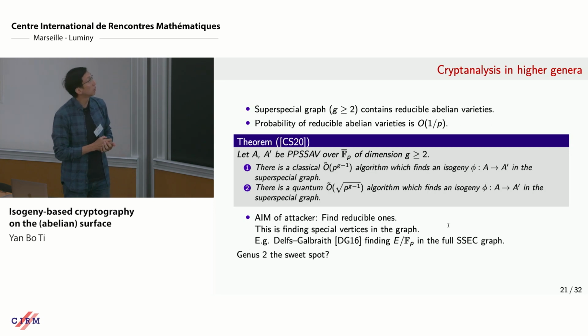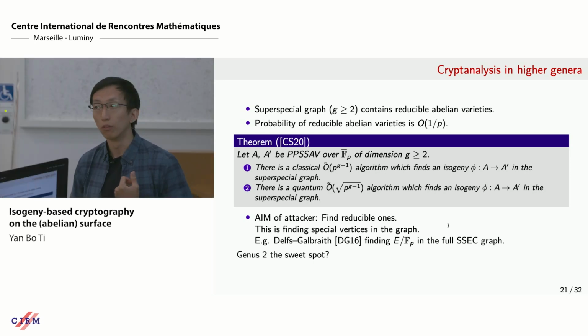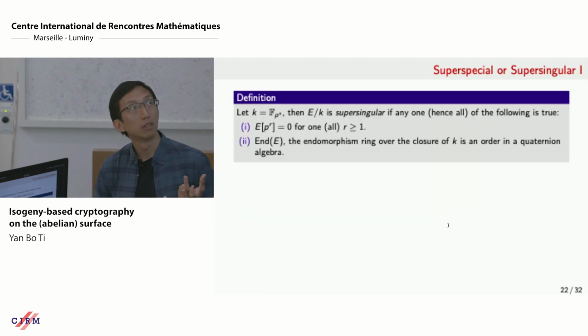So it seems like genus 2 is a sweet spot, because if you go up into higher genera, you'll notice that this algorithm becomes a lot more efficient than the naive algorithm. So genus 2 is the sweet spot, but you still haven't removed the products, so they're still there. So can you remove products, perhaps?